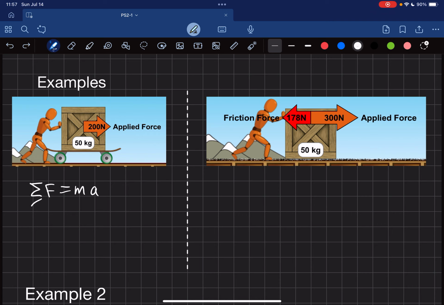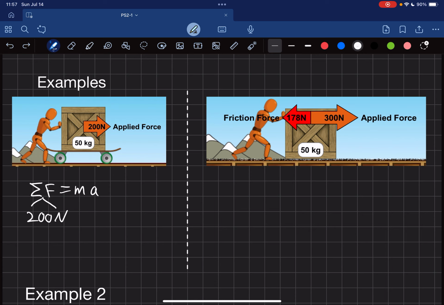So let's break out this sigma F. And this is a very important step. You got to do this every time. You take this sigma F, the sum of all forces, and you write each individual force. So we don't have a name for this, so I guess it's the applied force. So we're just going to go straight to the units, straight to the numbers. So this is 200 newtons.